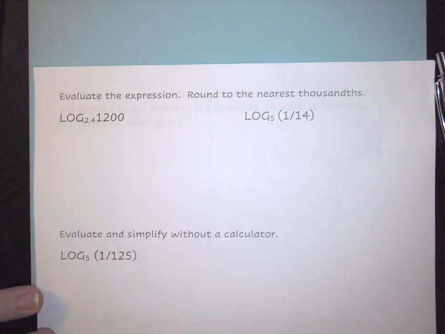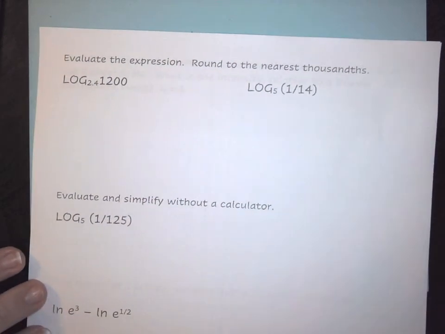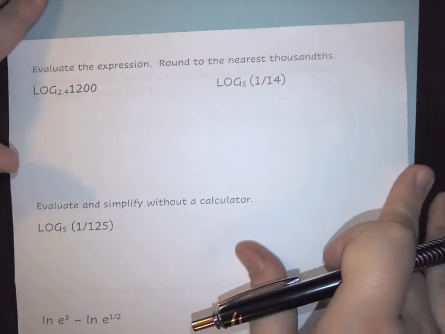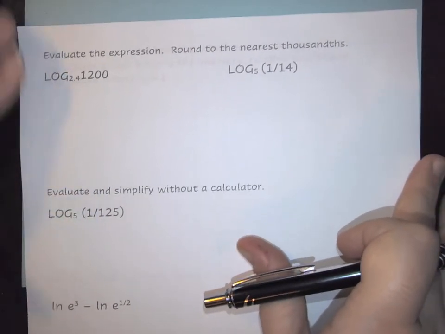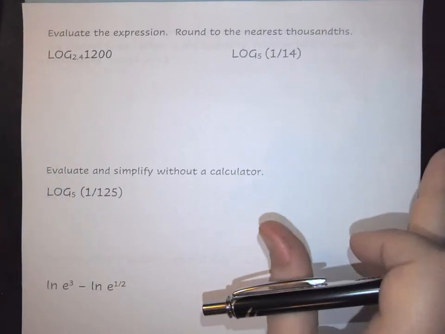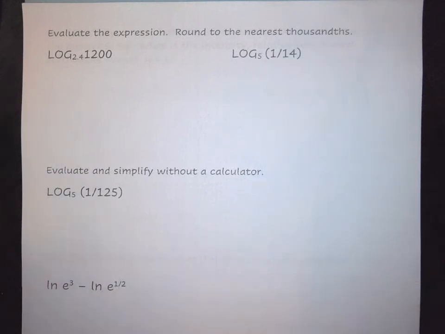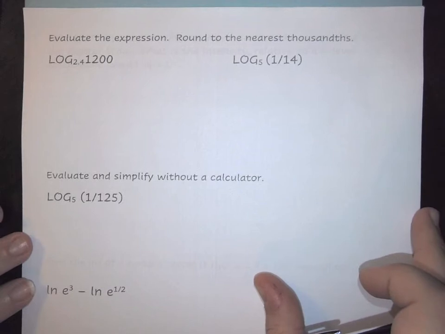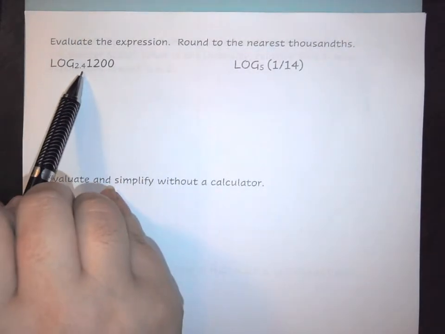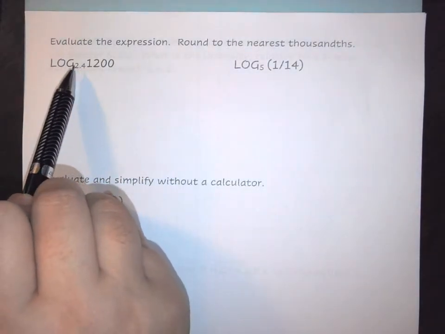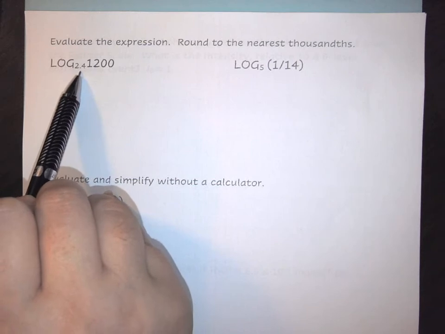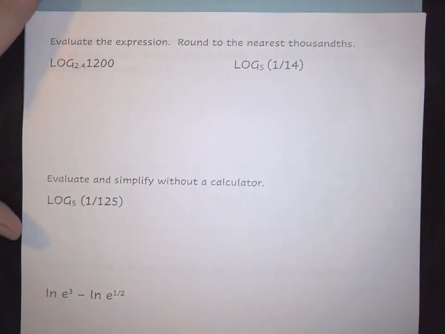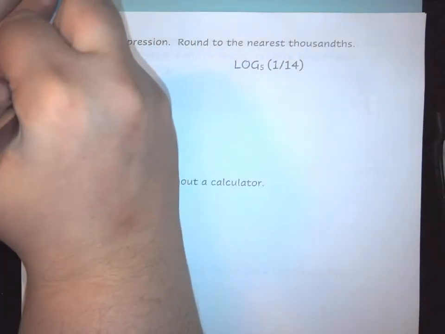Alright, now another concept that we talk about a lot when dealing with exponential functions and logarithmic functions, or specifically log functions, is being able to evaluate your expression when you have a weird base. So notice this base here is a decimal. In order to do that, you have to use what's called change of base.